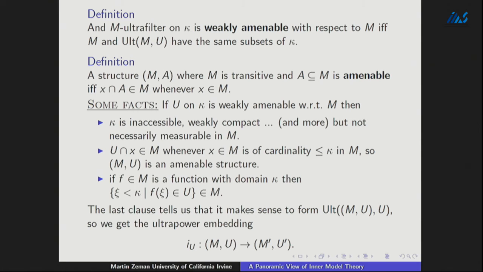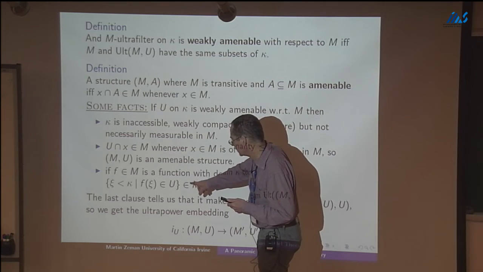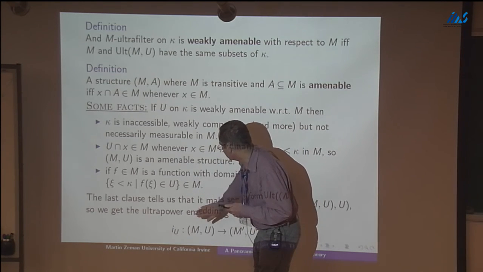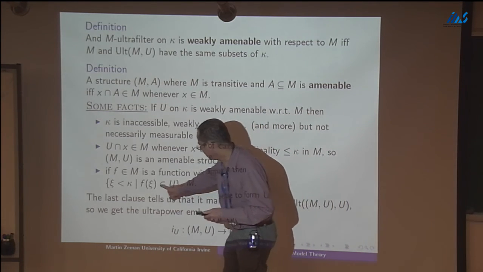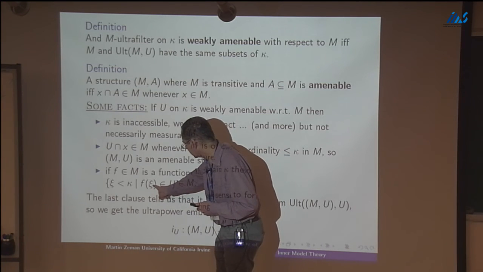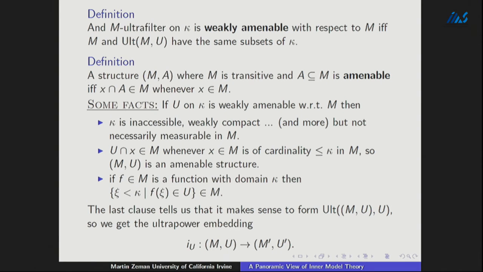And I forgot to say something here: if kappa is the largest cardinal of M, then this thing would be an amenable structure. But the most important thing is also this, and that requires a little argument, but it tells us that this set is inside M. So weak amenability is actually equivalent to this: I have a function on kappa, and then I look at all xi such that the value is inside U, and this set is inside M.